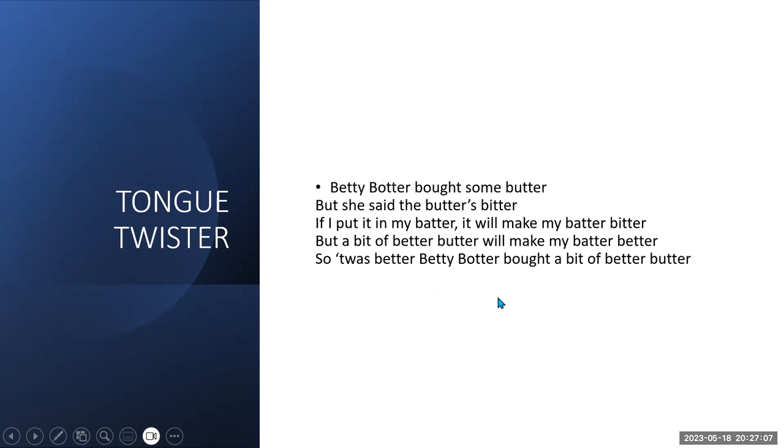Okay, I'm going to read again. And later on, we are going to talk about the meaning. That is what I mentioned at the beginning. Okay, ahorita lo que necesito es el contraste de sonido. Luego nos vamos al meaning, okay? Betty Butter bought some butter, but she said the butter is bitter. If I put it in my batter, it will make my batter bitter. But a bit of better butter will make my batter better. So 'twas better butter, but a bit of better butter. Okay, I need that you try to say those words. And later on, we can talk about something else, right?